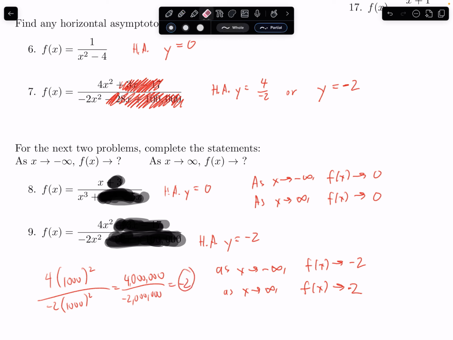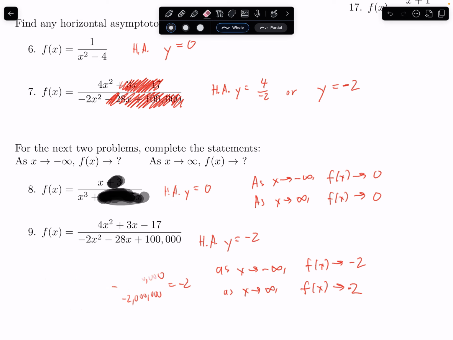And you can actually throw the other terms back in and just pick a bigger value for x, and what you'll see is a number that keeps getting closer and closer to -2 as long as you pick a large enough value for x. Okay, that's it, guys. So that's horizontal asymptotes.